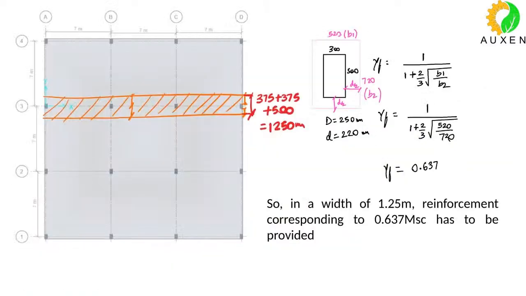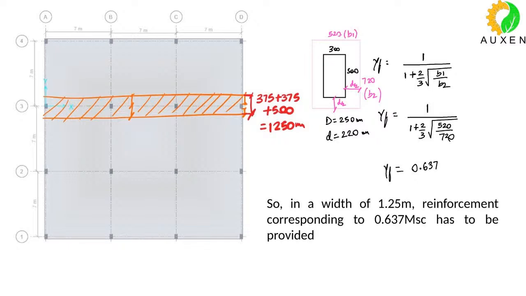Okay. How to calculate that unbalanced moment? We have to calculate this factor gamma f. The same formula is given in the Indian code also. Exactly the same formula. So gamma f gives you 0.637, where B1, B2 are the dimensions of the critical perimeter. And I think all of you know the critical perimeter for punching. So effectively, this means that out of the total moment, 0.637 moment, you have to provide reinforcement for this much moment in this particular strip width.